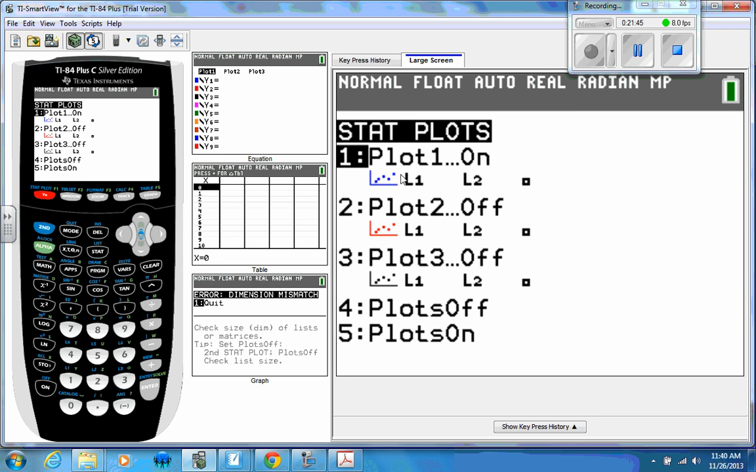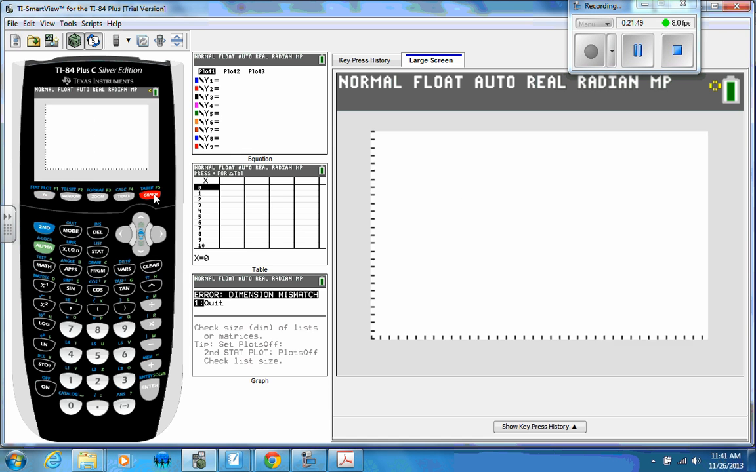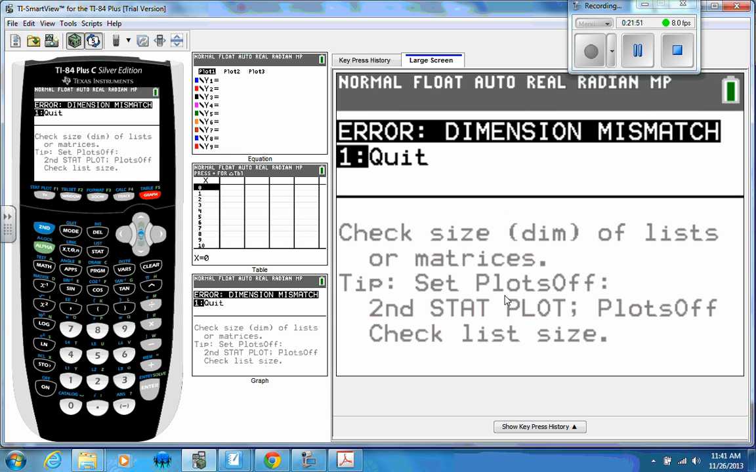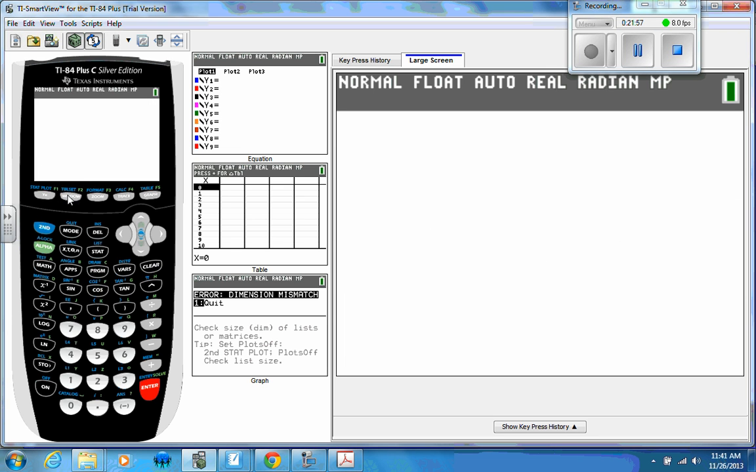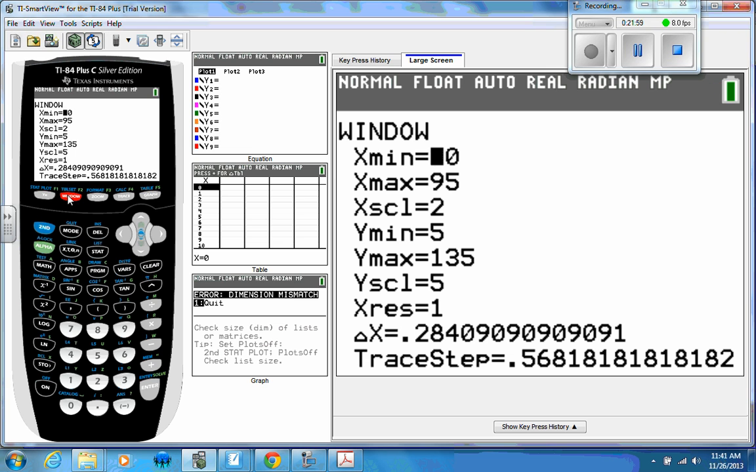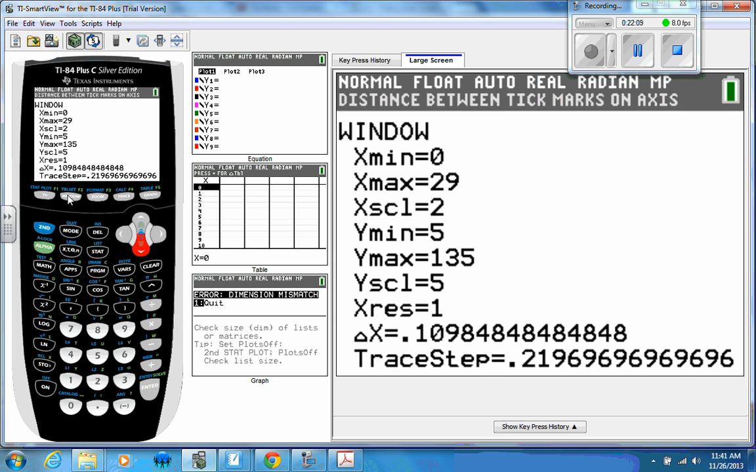My scatter plot is actually still on, so I'm going to go to graph, and I notice I get an error. I probably get an error because of my window. So I want to hit enter, and I want to go back into my window. My window started at 0, and it ended at 29. So let's make it 29. Make this a 1 for my scale per each tick mark.